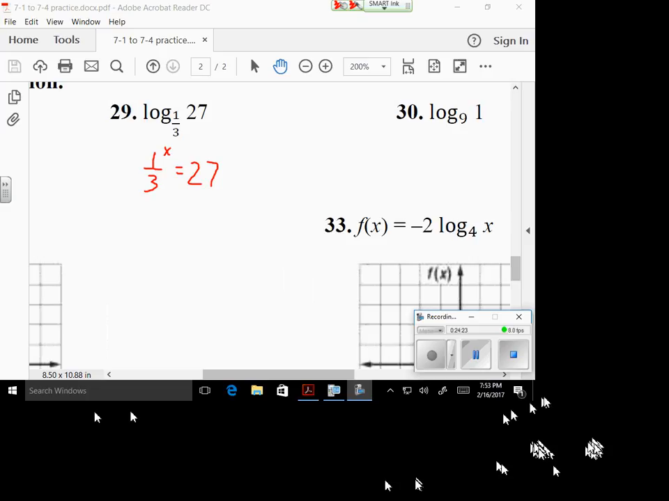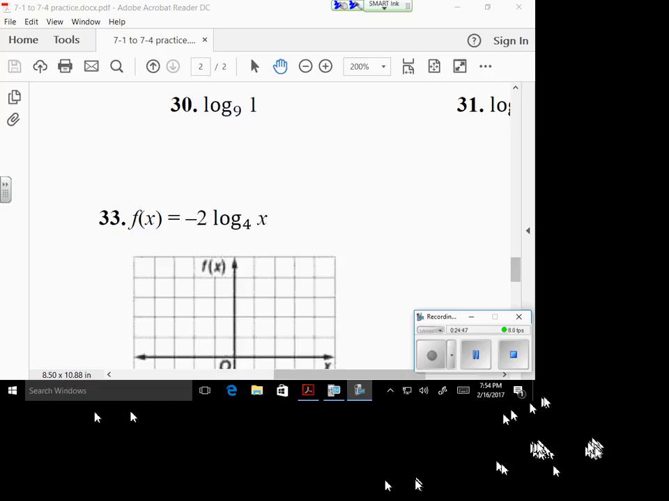Same process for 29. 1/3 to the x equals 27. That means 3 to the negative x equals 27, which is 3 to the 3rd. So negative x equals 3. X must equal negative 3. Or this actually equals negative 3. 9 to the x equals 1. Well, the only thing that equals 1 is going to be when x is 0. 1 is the same as 9 to the 0.